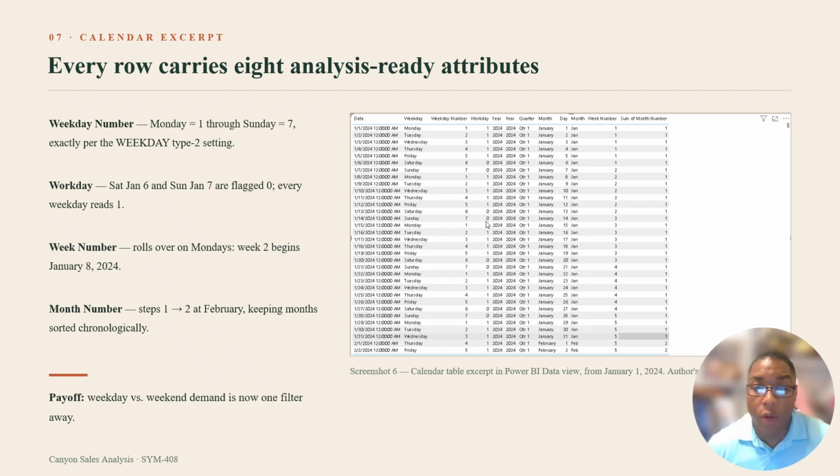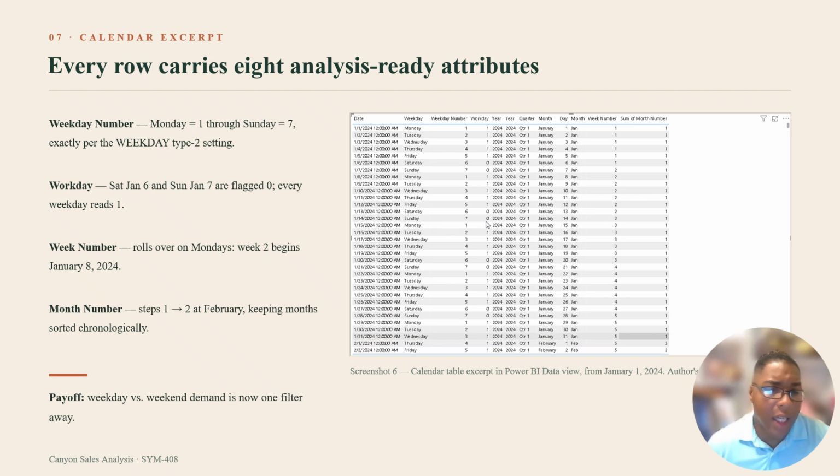The weekday number runs exactly as the business expects. Monday the 1st is numbered 1, through Sunday the 7th, which is 7. The workday flag follows automatically. Saturday the 6th and Sunday the 7th carry a 0. Every weekday is a 1. Week numbering rolls over on Mondays. Week 2 begins January 8th. And when February starts, the month number steps from 1 to 2, which is what keeps February sorted after January in every visual instead of before it alphabetically.